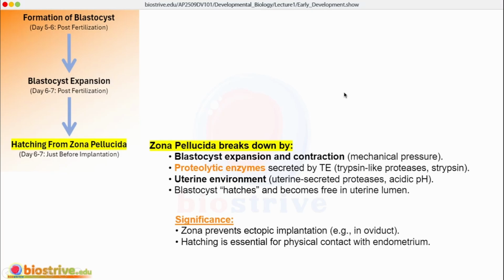So, what is the significance of this hatching from the zona pellucida? As we talked about earlier, it is the zona pellucida which prevents interaction with the uterine cavity. So it is preventing ectopic implantation in the oviduct. It is timed in such a way that the zona pellucida will just break when the blastocyst is at the proper uterine position to implant itself. And this hatching is essential for physical contact with the endometrium of the uterus.